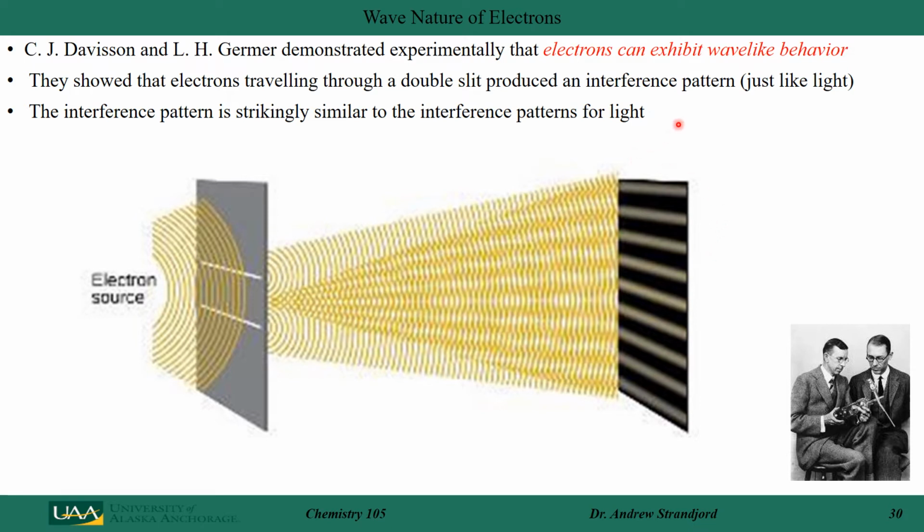In other words, what they showed is that this interference pattern for electrons is strikingly similar to the interference patterns for light. In other words, we have wave-like character of electrons. A number of scientists followed up on this with a lot of math in order to model this wave-like nature of electrons, eventually the wave-like nature of electrons around a nucleus or an atom.